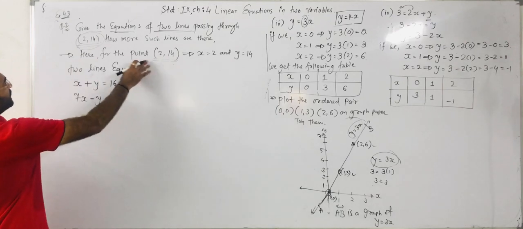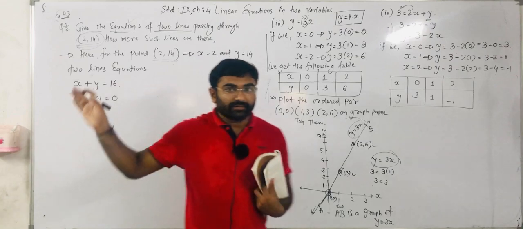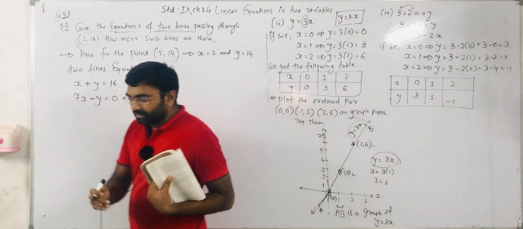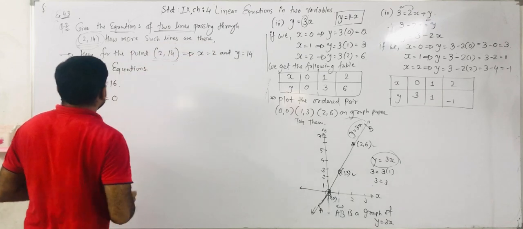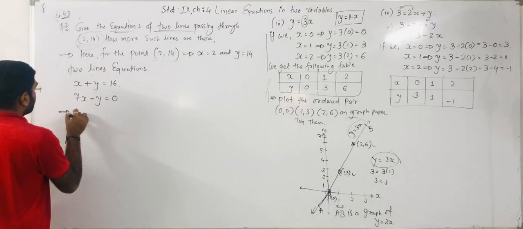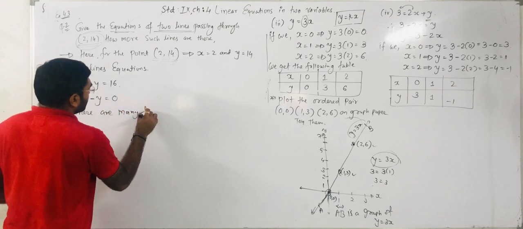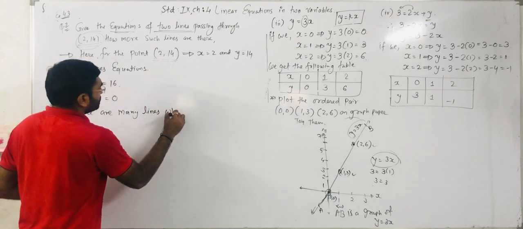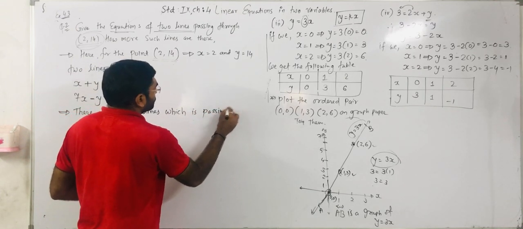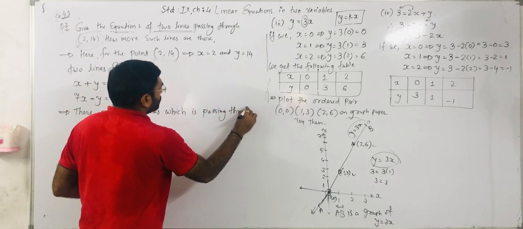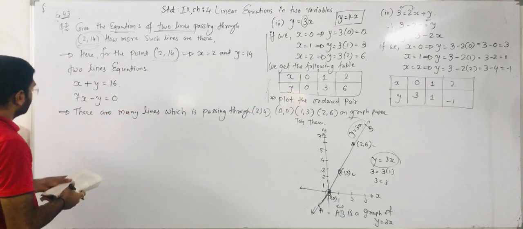Based on that you may write many other lines that way. Here they ask how many more such lines there are. So we can say there are many lines which are passing through the point (2, 14). In the same way, many lines are possible.